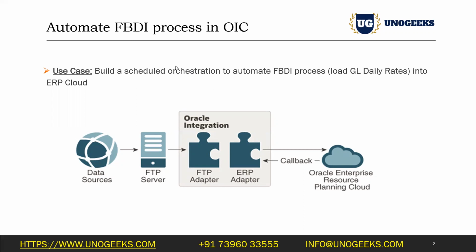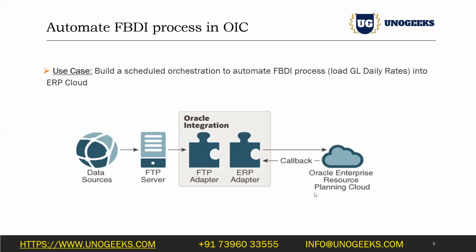In this video, we'll see how to build a scheduled orchestration to automate the FBDI process. As an example, we are going to load GL daily rates, or exchange rates, into ERP Cloud. Every day the daily exchange rates need to be loaded. Who is going to provide that file? It depends on the client. A client might have an agreement with an external service provider like Bloomberg, and Bloomberg might provide an exchange rates file daily, and that file needs to be loaded into ERP Cloud. So we'll build an integration which will do exactly that.